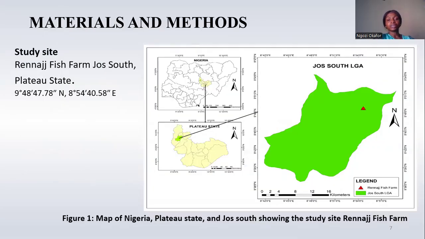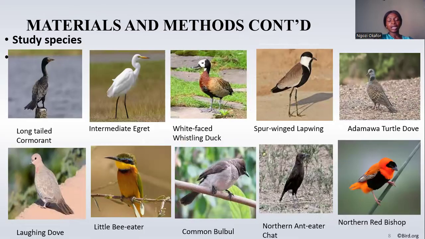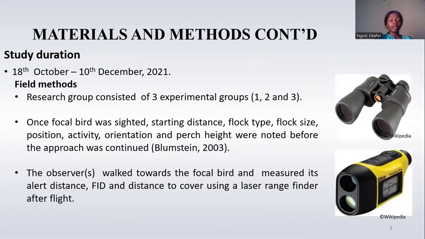Our study was conducted in a protected area in Jos, Plateau State, Rennajj Fish Farm. Our study species were selected because they were the more common birds during our study period. Our study was conducted between 18th October and 10th December 2021, and our experimental group consisted of three groups of one, two, and three human-simulated predators.